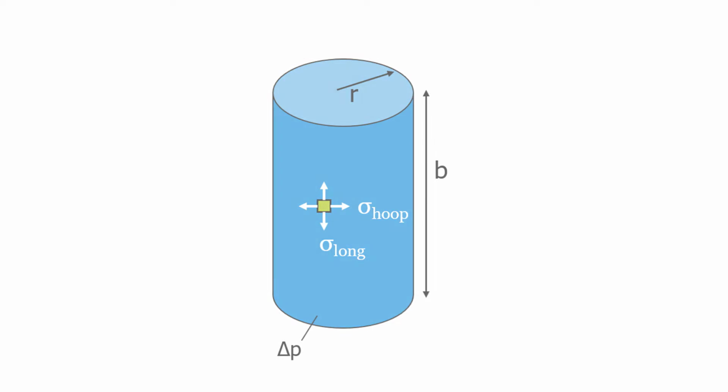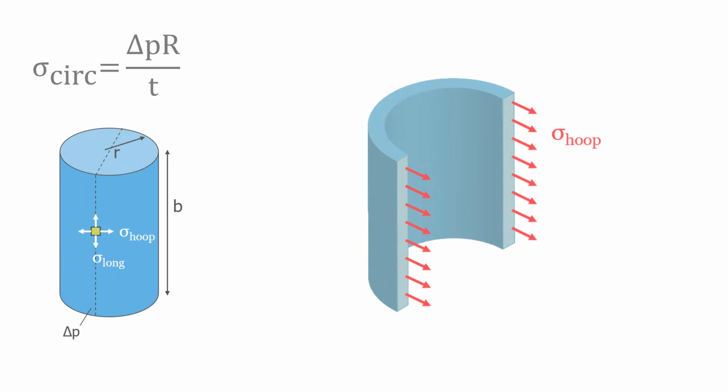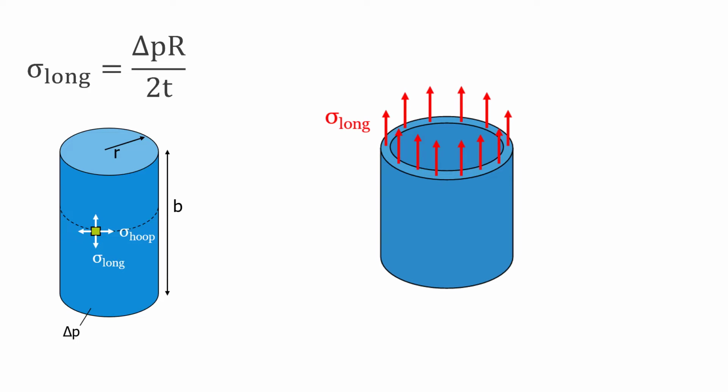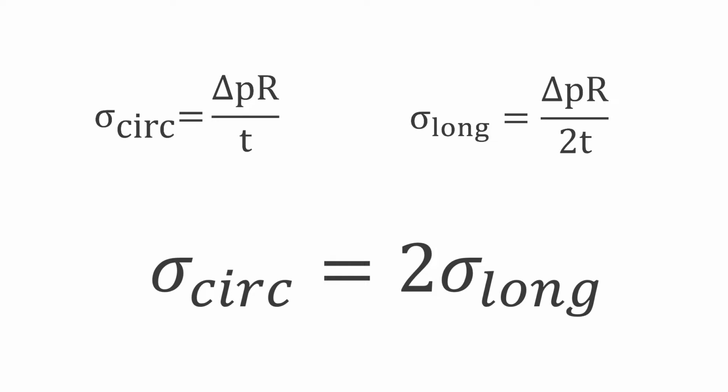Due to this pressure, there will be circumferential stresses and longitudinal stresses. We can calculate these stresses via equilibrium equations. As can be seen, the circumferential stresses are dependent on the pressure difference between the inside of the aircraft and the outside, namely delta P, the radius r, and the thickness of the fuselage shell t. Also, the longitudinal stresses can be derived from equilibrium and also depend on the pressure difference, radius, and thickness of the vessel. If we relate the stresses in the longitudinal and circumferential direction, we can see that the circumferential stress is twice the longitudinal stress.